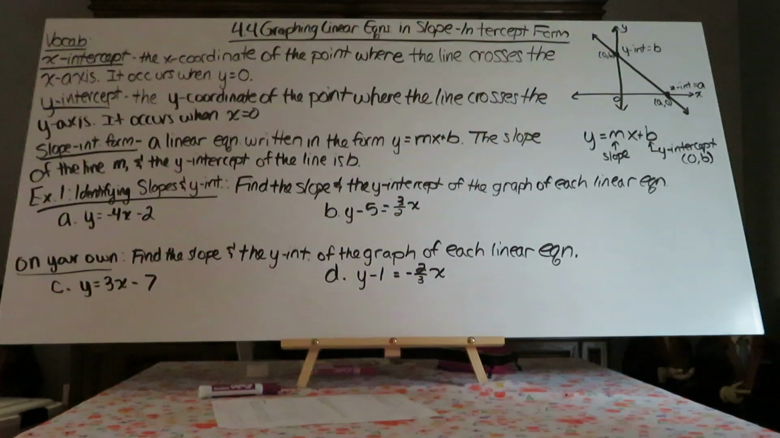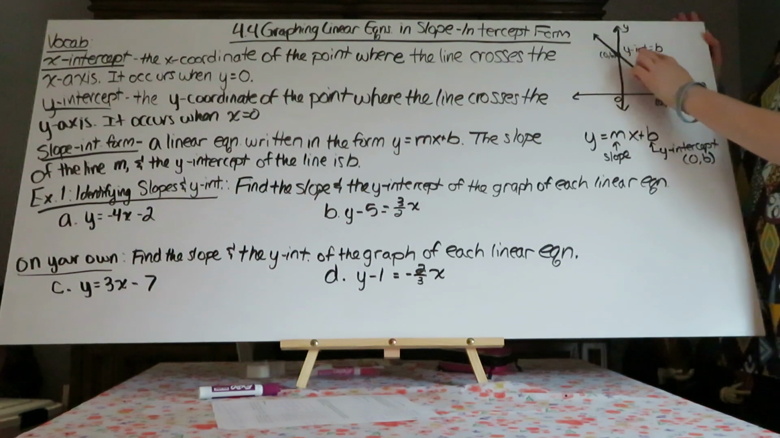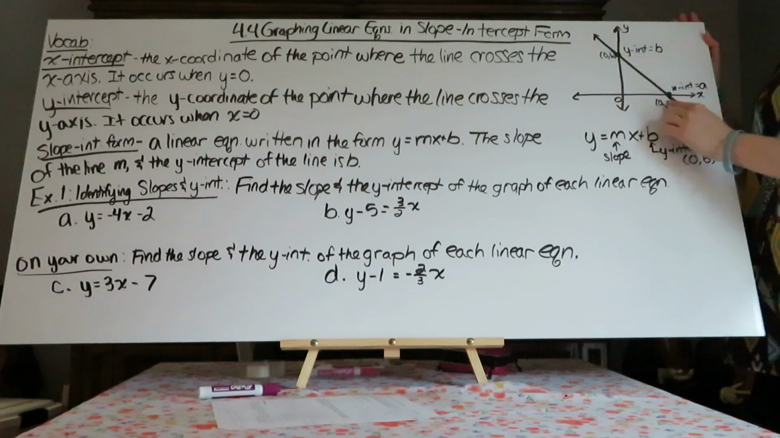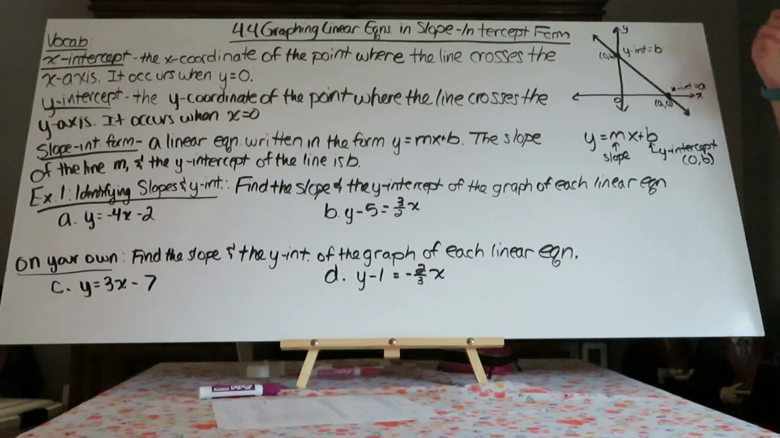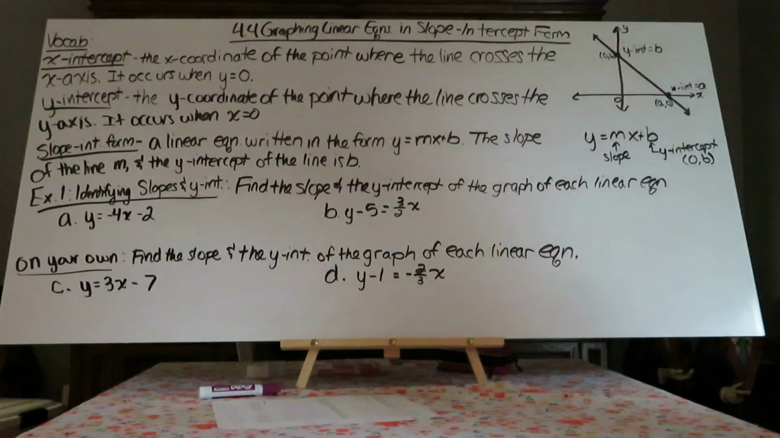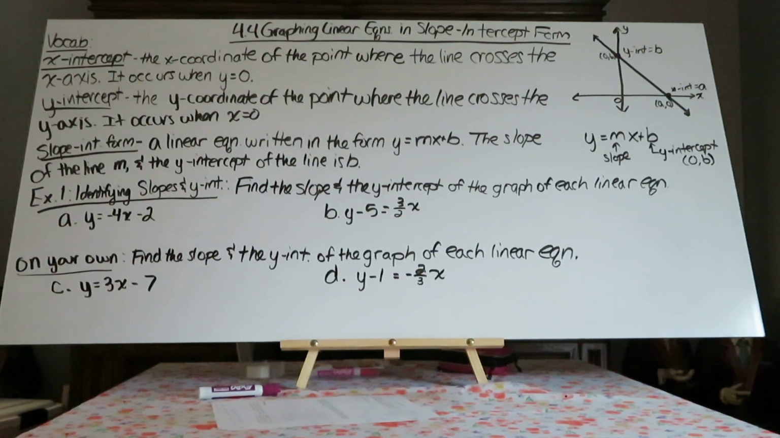So we have the drawing over here where it has 0, b. The y-intercept is the b. Then when y is 0, the x-intercept is a. Last vocabulary word, slope-intercept form. A linear equation written in the form y equals mx plus b. The slope of the line is m and the y-intercept of the line is b.